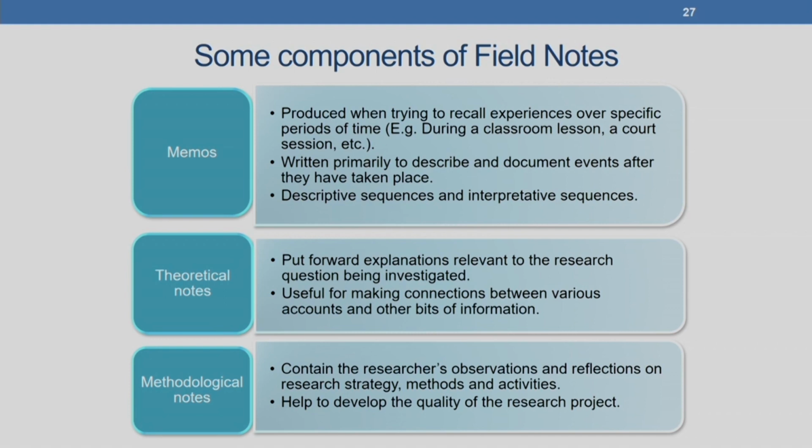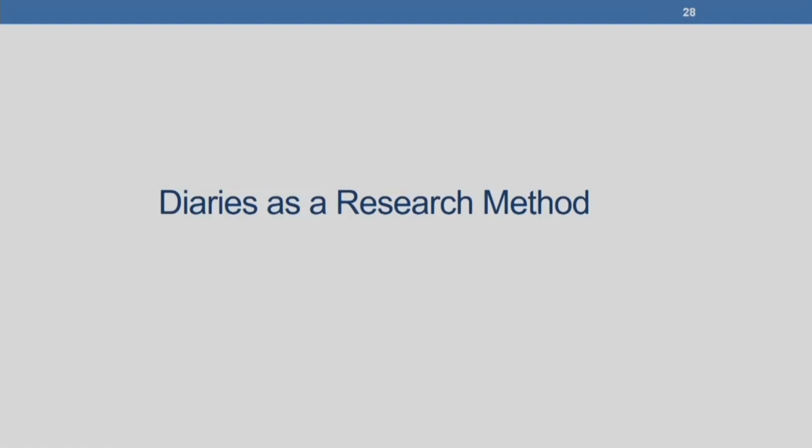Memos are produced when trying to recall experiences over specific periods of time, for example during a classroom lesson, a court session, etc. They are written primarily to describe and document events after they have taken place, in the form of descriptive sequences and interpretative sequences. Theoretical notes are put forward as explanations relevant to research questions being investigated, useful for making connections between various accounts and other bits of information. Methodological notes contain the researcher's observations and reflections on research strategy, methods and activities, and help to develop the quality of the research project. Now, this is diaries as a research method.